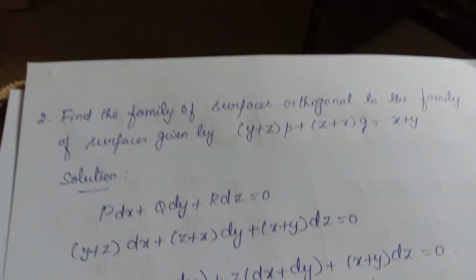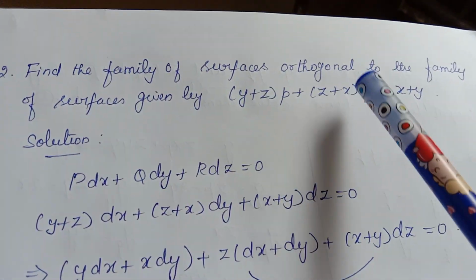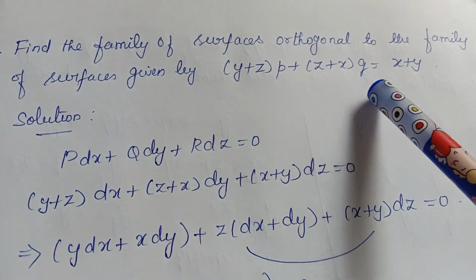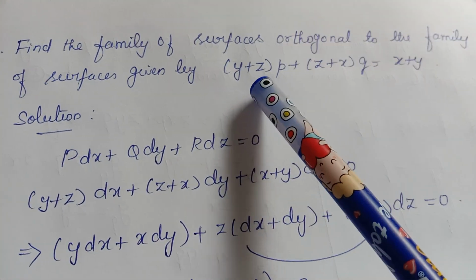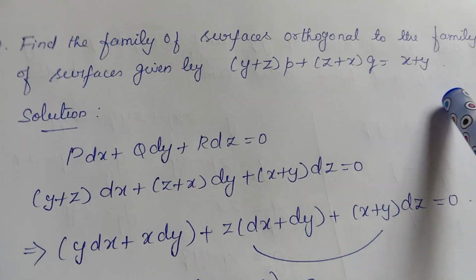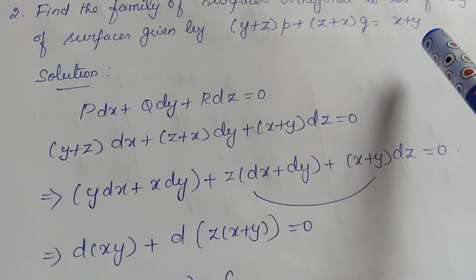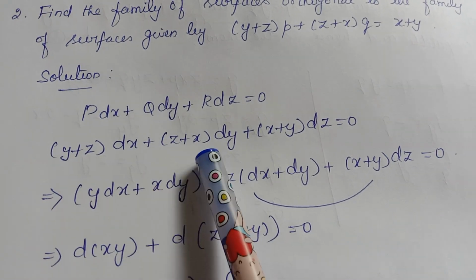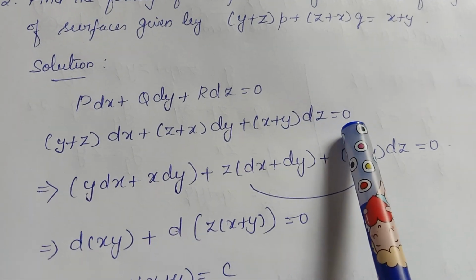Then the next problem. Find the family of surfaces orthogonal to the family of surfaces given by (y plus z)p plus (z plus x)q equal to x plus y. This is of the form Pp plus Qq equal to R, so directly we can find the solution. See, this is the equation: (y plus z) dx plus (z plus x) dy plus (x plus y) dz equal to 0.